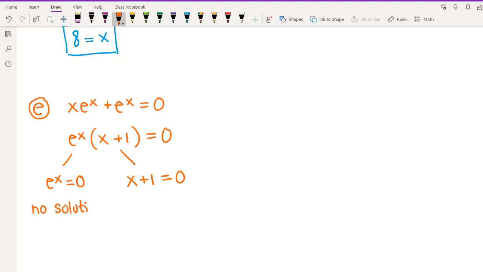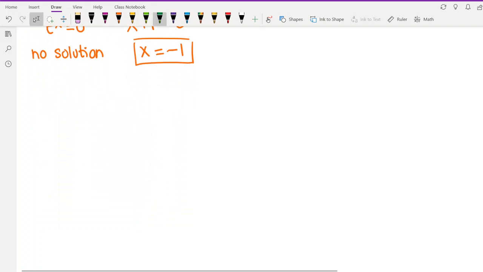And that doesn't mean that the whole thing has no solution. It just means that the solution is not going to come from this equation. So what is the solution? The solution is going to be x is equal to -1. And we can even check that that works, right? If you plug in -1 for x, you would get negative e to the -1 plus e to the -1. And so you would get 0.